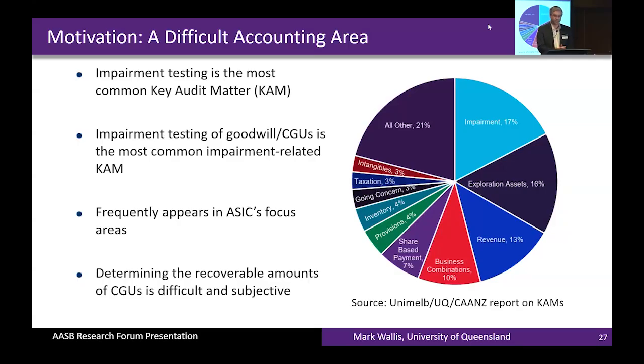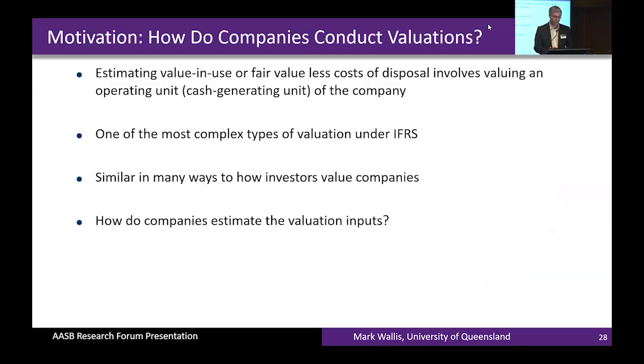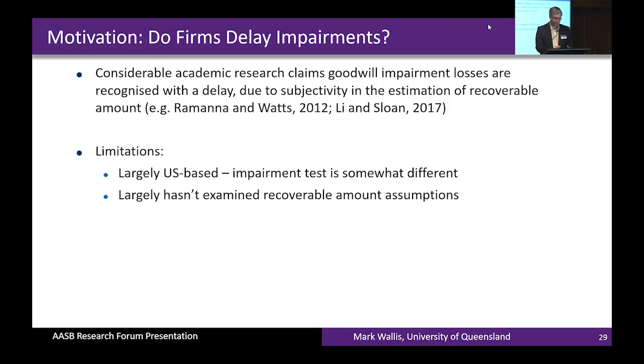And as we're going to see, and you probably already know, determining the recoverable amount of a cash generating unit is naturally a subjective process. So it's naturally a difficult area of accounting. The other motivation is that we're very interested in how firms conduct valuation for financial reporting purposes. And this is a key form of valuation that firms have to do. They essentially have to value one of their segments, one of their divisions, their cash generating units. So it provides a good setting to get insight into how firms conduct valuation when they're asked to do that. Final motivation comes from the academic literature.